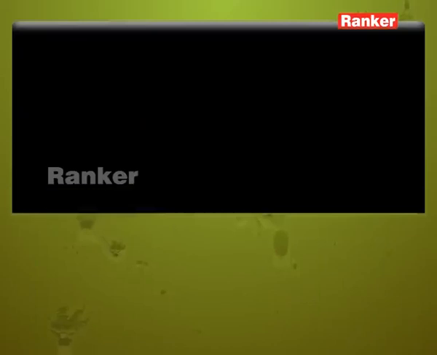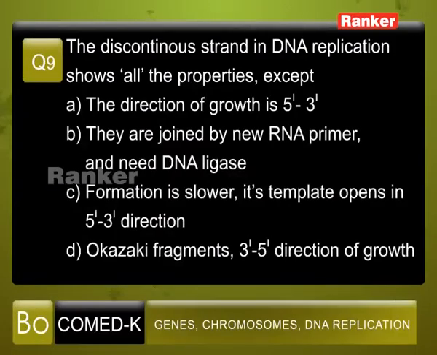Question number 9. The discontinuous strand in DNA replication shows all the properties except: A. The direction of growth is 5' to 3'. B. They are joined by new RNA primer and need DNA ligase. C. Formation is slower, its template opens in the 5' to 3' direction. D. Okazaki fragments, 3' to 5' direction of growth.